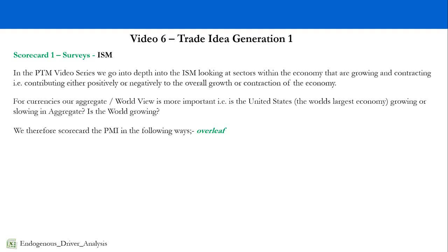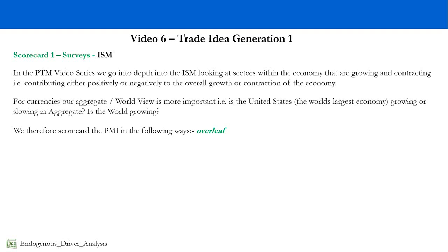Now, in the PTM video series, we do go into a lot of depth into looking at sectors within the economy. So sectors that are growing and contracting, either contributing positively, so growing, or contributing negatively to the overall growth or contraction of the economy. With currencies, the aggregate or worldview is more important. So the United States, as the world's largest economy, growing or slowing in aggregate. Is the world growing? Is the world contracting? That's all we really care about at the worldview level.